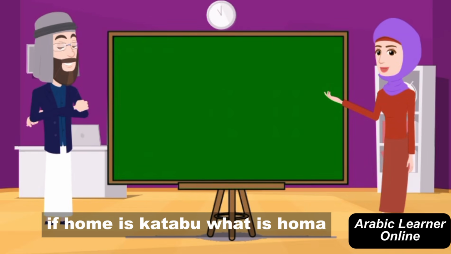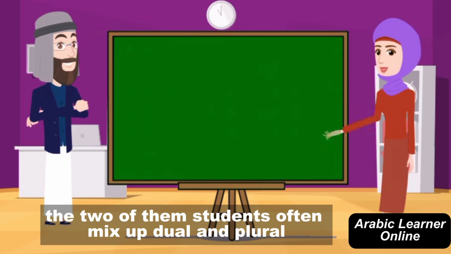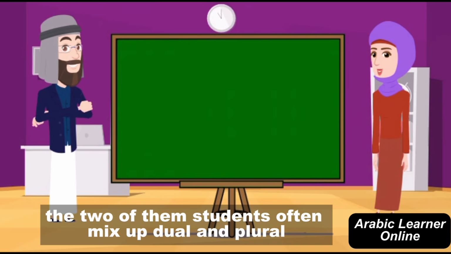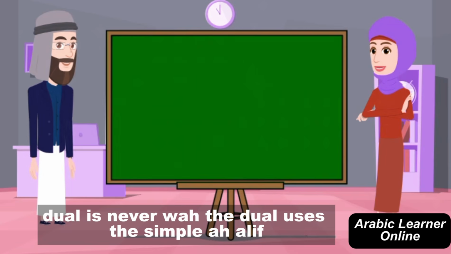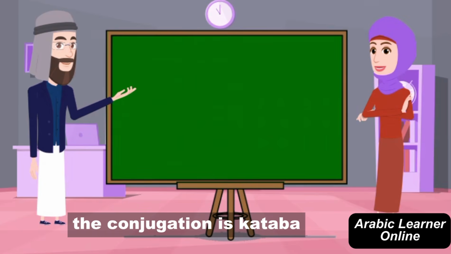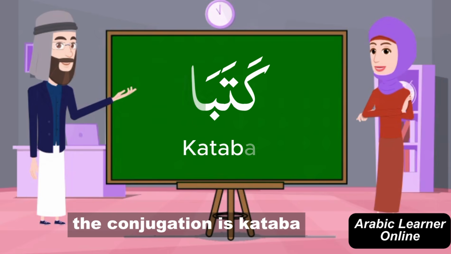Wait. If hum is katabu, what is huma, the two of them? Students often mix up dual and plural. That's the key difference. Dual is never waw. The dual uses the simple alif. The conjugation is kataba, kataba.